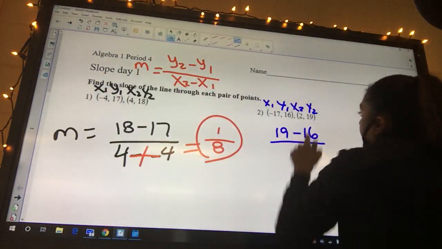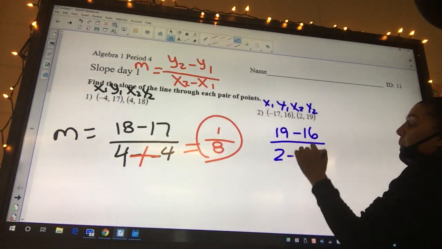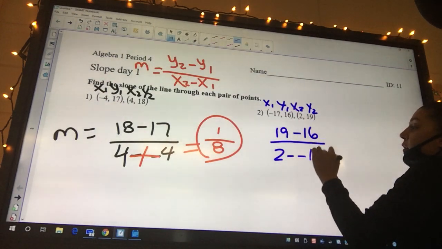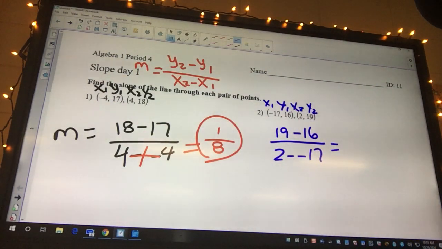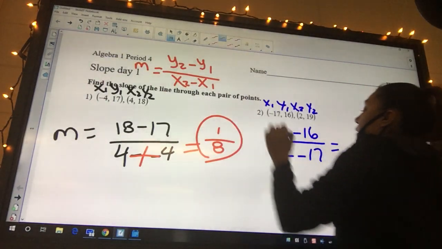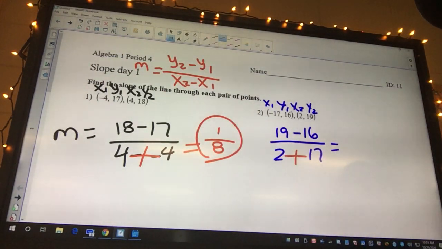Okay, over x sub 2 minus x sub 1 is 17. Well, we got a minus minus. Oh, yeah, we mean addition? So that means we need to change that to a plus first. You have to type them in on your calculator right in order for it to work.